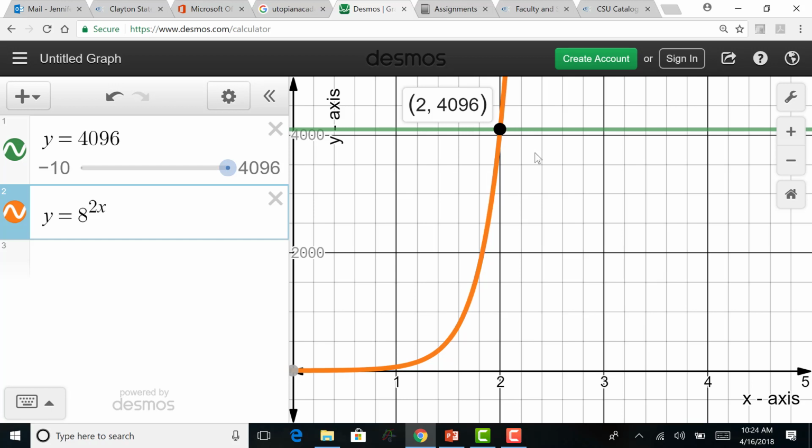It's a good way to check it if you're doing it manually and you're not sure that your answer is right. Set the right side of the equation in Desmos equal to y. Set the left side of the equation equal to whatever it's equal to for y, and see where they cross. That will be your solution.